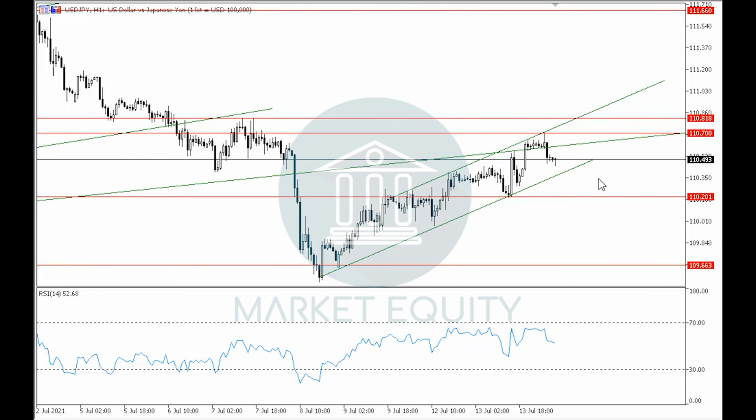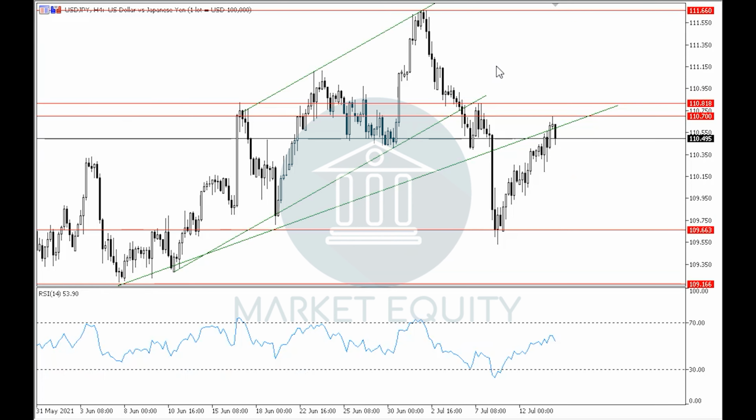And by rebounding downwards off of around level 110.70, the pair has formed an upwards channel, which by breaking down through the lower boundary of it and breaking down through level 110.20 will support the continuity of the downtrend in the 4 hour time frame and the targeting of around level 109.65 and then 109.15 as primary targets in the downtrend.